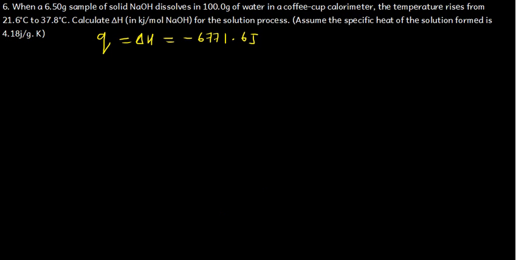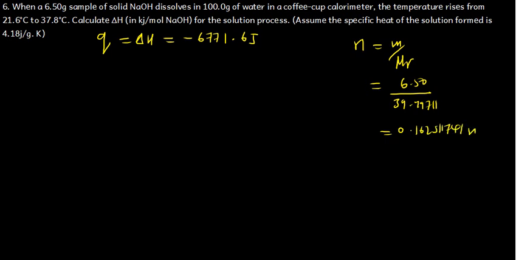So the number of moles is going to be equal to mass divided by the molar mass. The mass for sodium hydroxide is 6.50, divided by the molar mass for sodium hydroxide, that is about 39.99711, and this is going to give us about 0.16251171 moles.